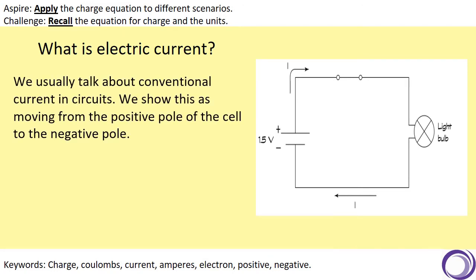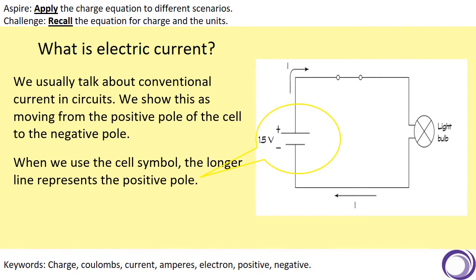But we usually talk about conventional current in circuits. So what we're doing here, we're thinking of current as being a flow from the positive side of the cell round to the negative side. When you're using the symbol for a cell there, those two lines where one line is longer than the other, the longest line represents the positive pole of the battery. So you can see in that diagram there, the current is flowing from the plus, flows round the top, through the switch, through the light bulb, and then back again.